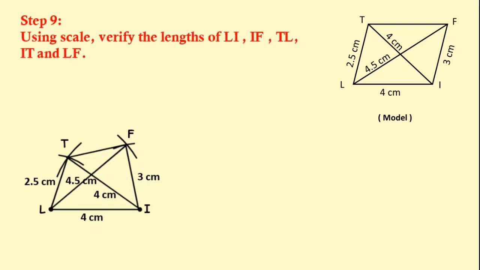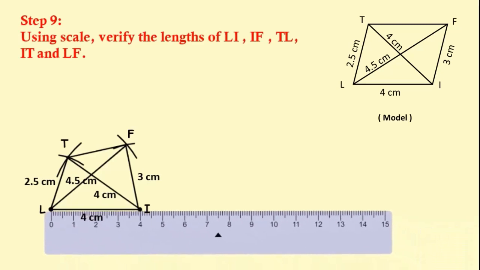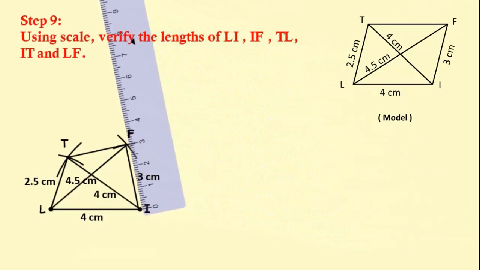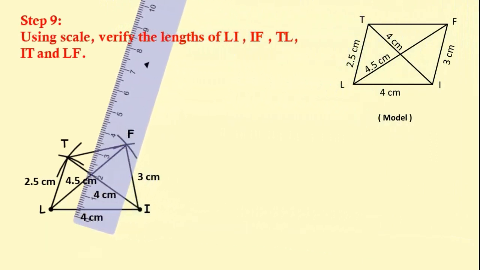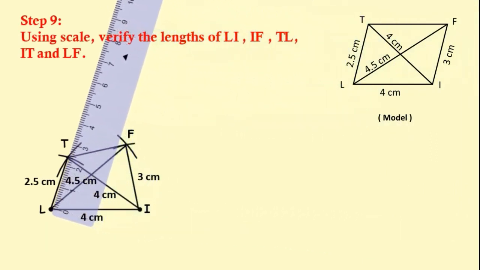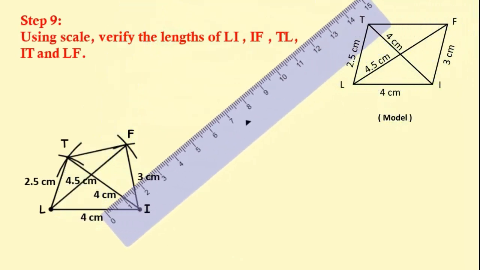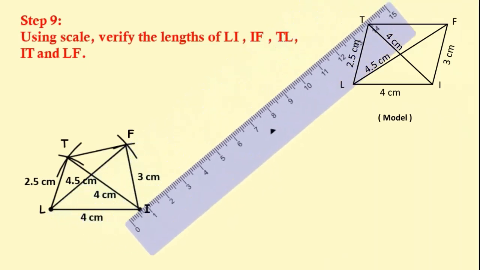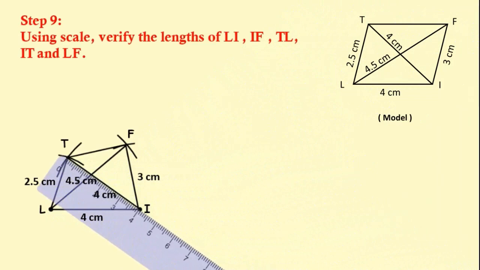Now in the last step, using a scale, we verify the length of 3 sides and 2 diagonals as given according to the question. Length of LI is exactly 4 centimeter. Length of second side IF is also exactly 3 centimeter. The length of third side, which is given, is also exactly 2.5 centimeter. Length of diagonal LF is also exactly 4.5 centimeter. At the end, we verify the length of second diagonal TI, which is also exactly 4 centimeter.